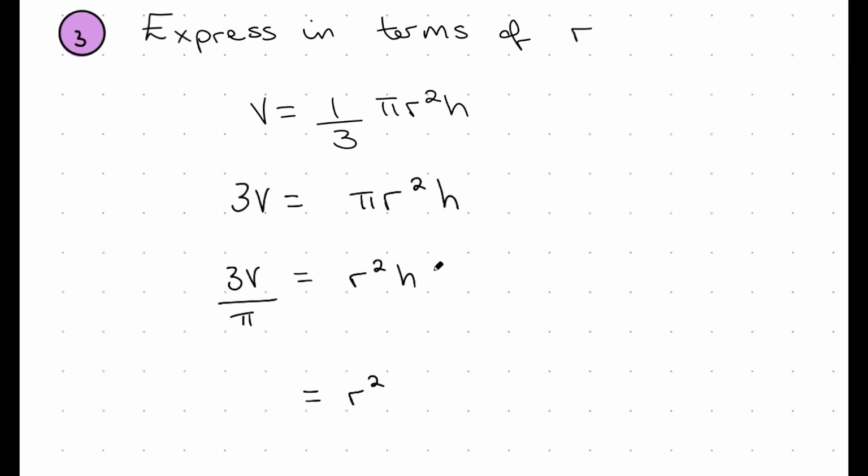And how do I get rid of it? I'm going to undo the process of multiplying by h, which means I'm going to need to divide. So I have 3v, and then it's going to be pi all over h.